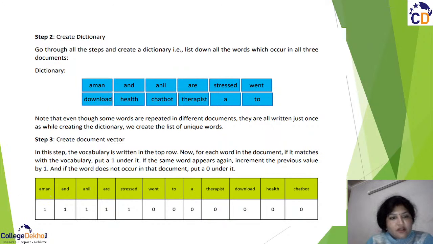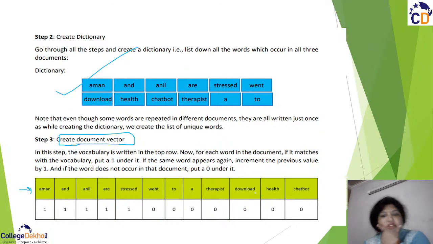Now let us take the document vector part. The next step is to create a document vector. After creating the dictionary, the next step is to create a document vector. In this step, the vocabulary is written in the top row. So here you have written down all the words extracted from the documents: Aman, and, are, stressed, to, went, a, therapist, download, health, chatbot, nothing else. Now what you have to do, I will tell you.